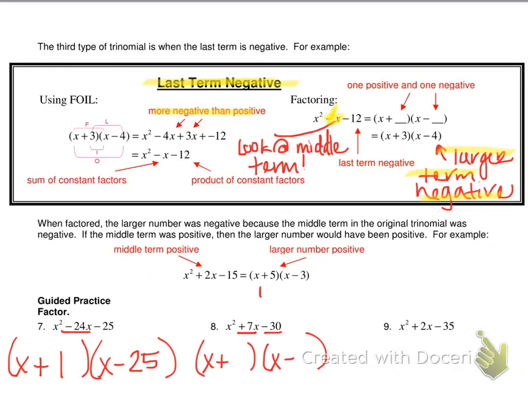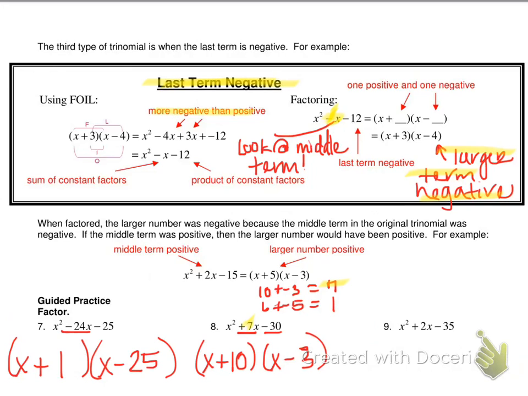So what can I multiply together to get negative 30? Well, I can multiply a positive 10 and a negative 3, a positive 6 and a negative 5. I can already see that positive 10 plus a negative 3 is going to be 7, which is my answer. So, because it's positive, my bigger number, which is 10, out of those two factors, is going to go in the parentheses with my plus sign. Don't forget.